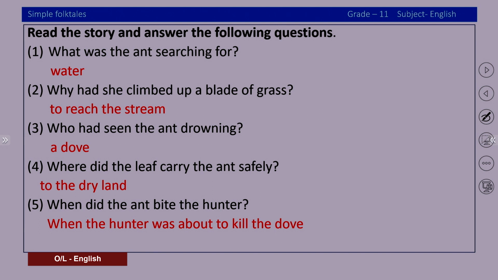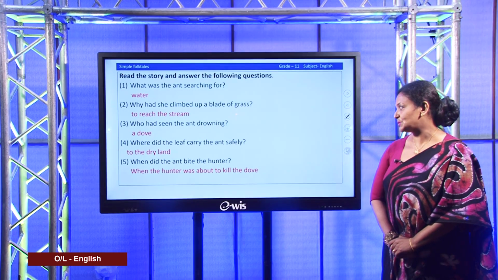Next one, who had seen the ant drowning? A dove. Fourth one, where did the leaf carry the ant safely? Yes, the leaf carried the ant safely to the dry land. Next one, when did the ant bite the hunter? When the hunter was about to kill the dove.